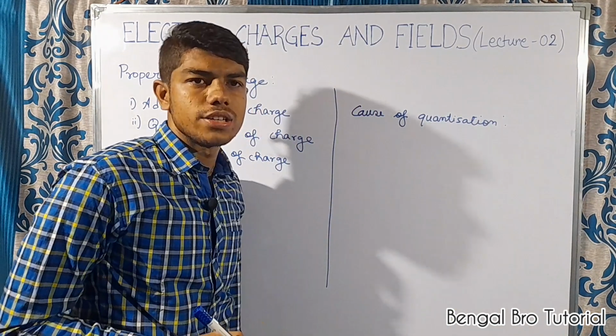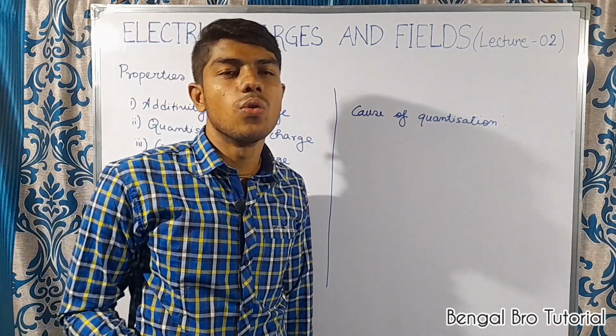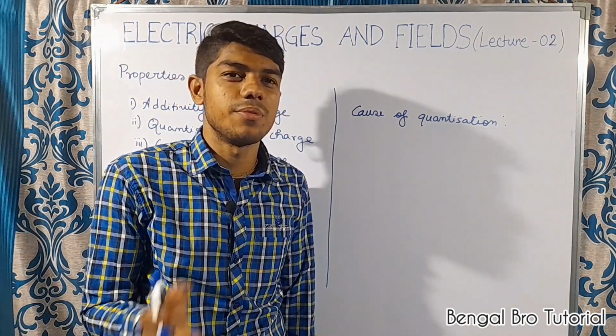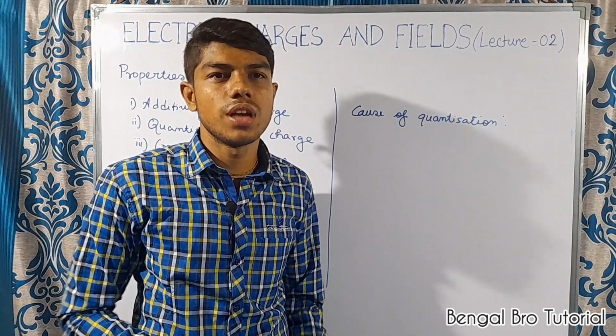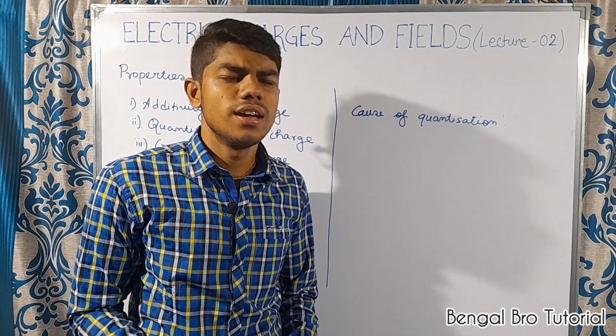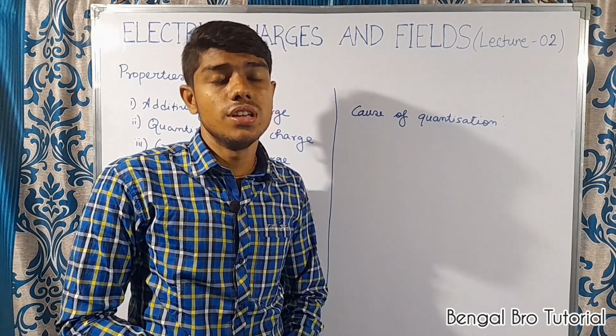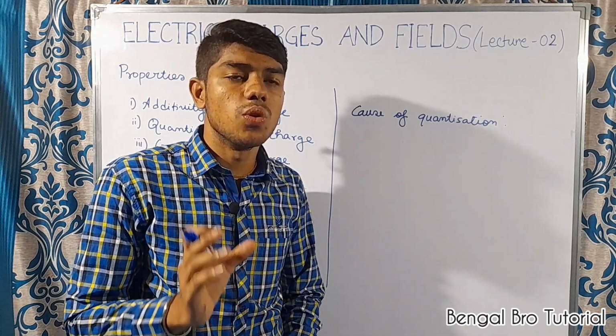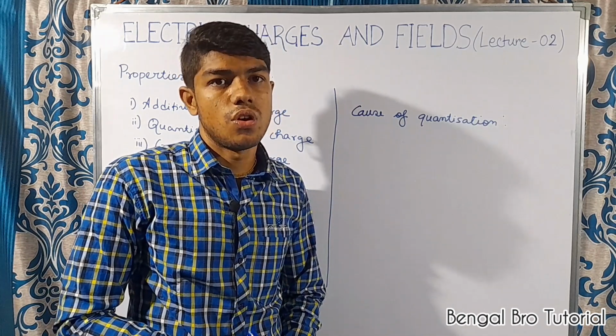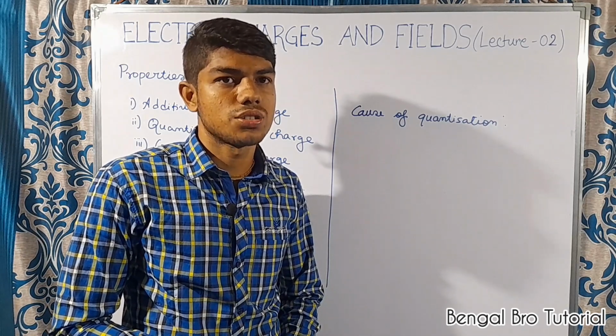The cause of quantization is the fact that only an integral number of electrons can be transferred from one body to the other during charging, and that is why the total charge in a body is quantized. It can assume only integral values of a basic quantum of charge.